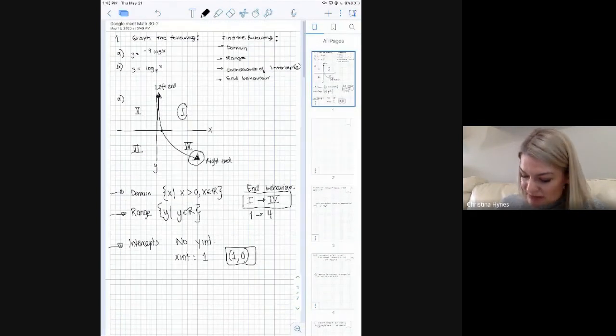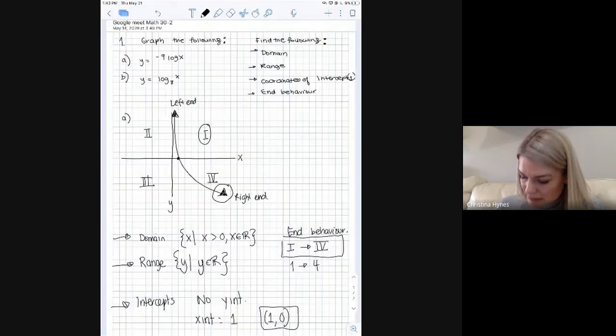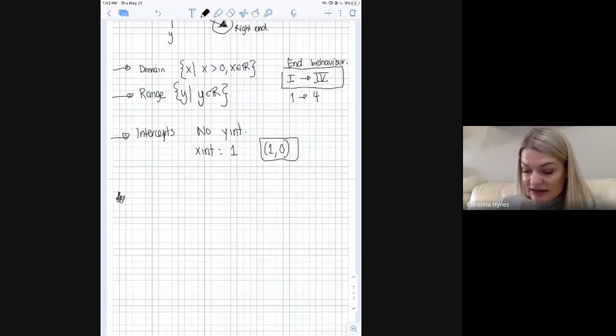Okay, so question B for me is log base 8 of x. What you really want to pay attention to is that you know how to put that into your calculator.